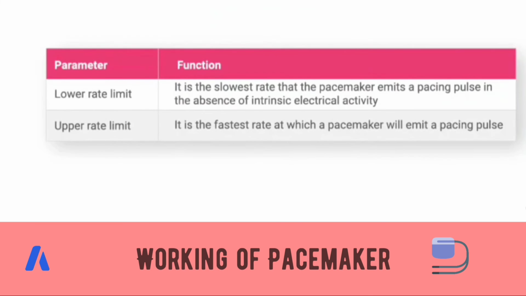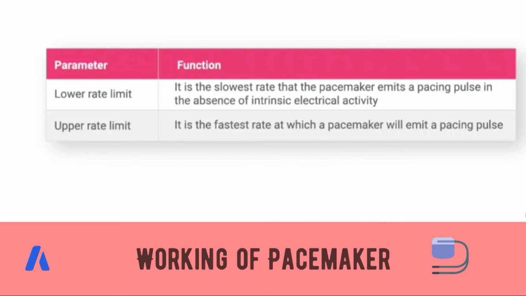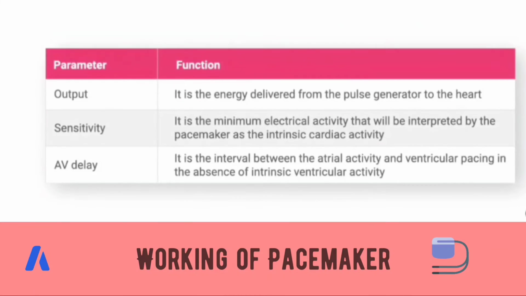Here is the table that explains the parameters which can be adjusted in a pacemaker according to the patient's condition. Lower rate limit is the slowest rate at which the pacemaker emits a pacing pulse in the absence of intrinsic electrical activity. Upper rate limit is the fastest rate at which a pacemaker will emit a pacing pulse. Output is the energy delivered from the pulse generator to the heart.